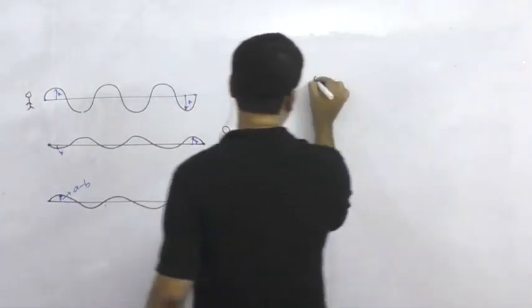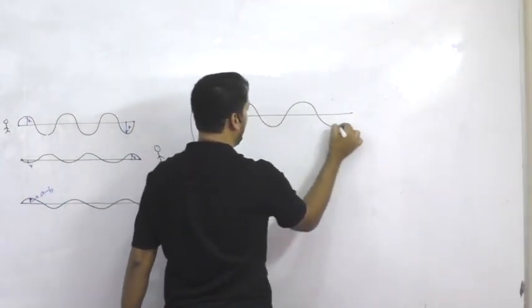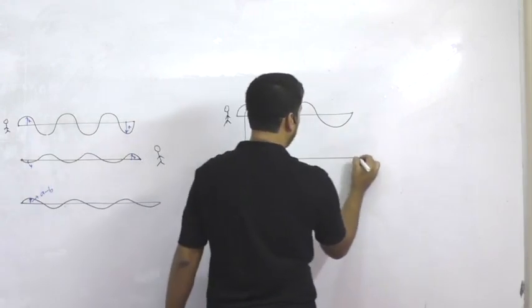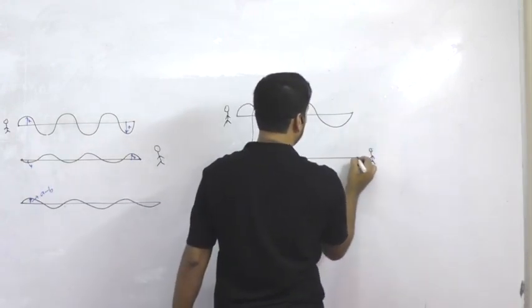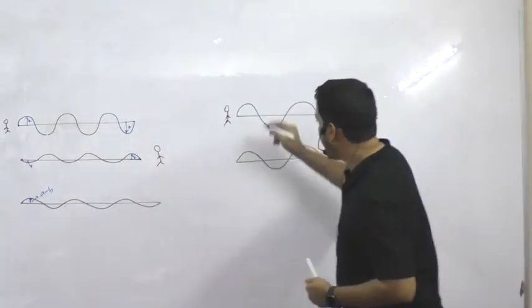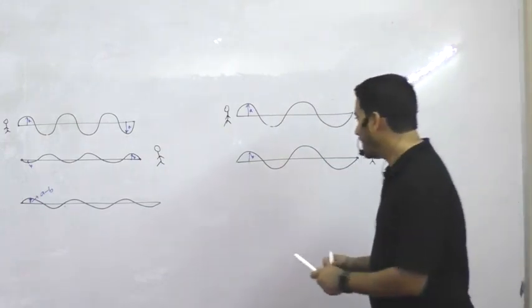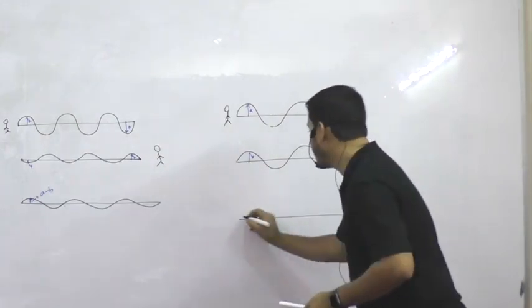On the other hand, if this boy is trying to make the wave go like this, and the other boy is trying to make the wave go like this, now they're both trying to move it in the same direction, right? So the resultant will be what? The resultant will be this.